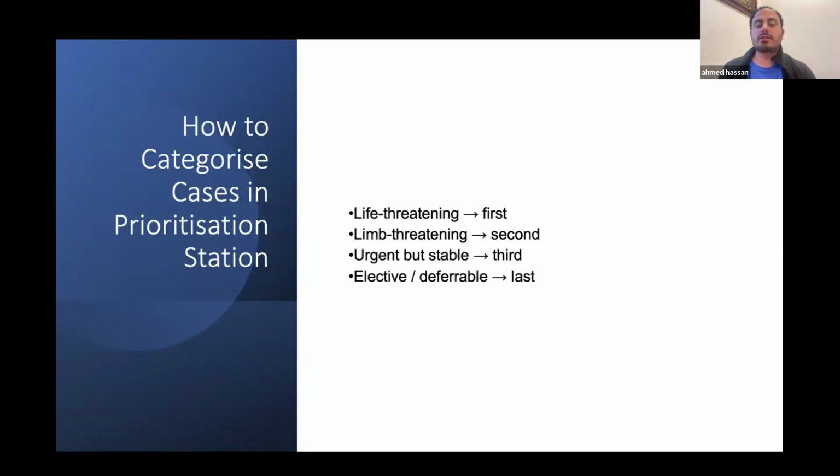And then urgent but stable cases, including open fracture. They need to go to theater, but within 12 hours or 24 hours, so you don't have to take them to theater straight away. You'll have cases like NOF, I'm going to manage according to the best practice tariff and surgery within 36 hours and so on. So these cases are urgent. They need to be done within certain time, but you don't need to do them straight away. So this will come after the life and limb threatening.